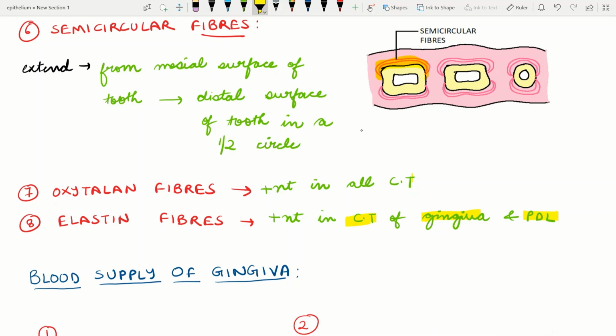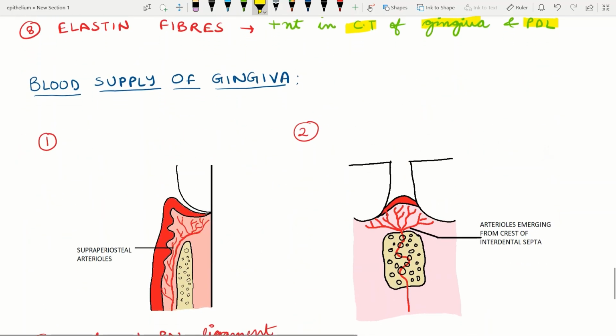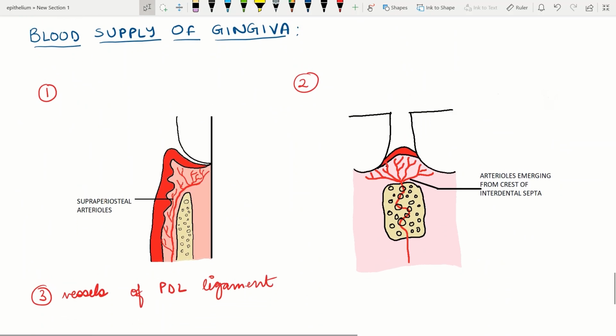Now coming to the blood supply of gingiva. So gingiva is basically supplied by, number one, supraperiosteal arterioles. See, these arterioles that you are seeing here, they will provide blood supply to the gingiva. Second is the arterioles which emerge from the crest of interdental septa. You see these arterioles which are emerging from the crest of interdental septa, they also provide blood supply to the gingiva. And third is the vessels of the periodontal ligament.